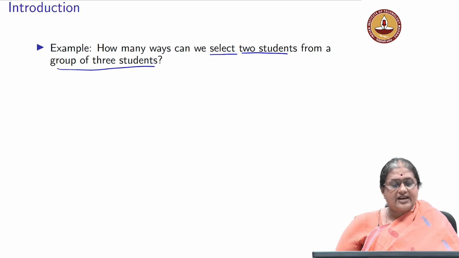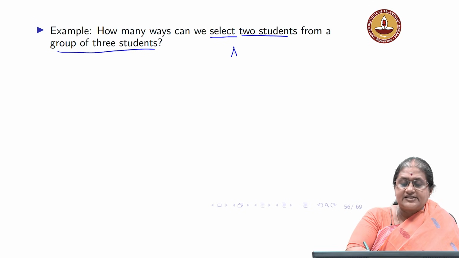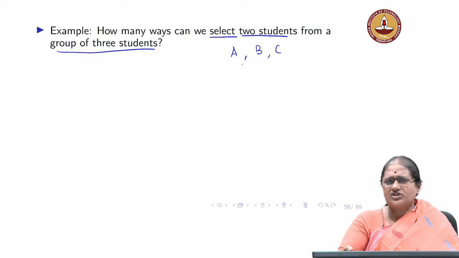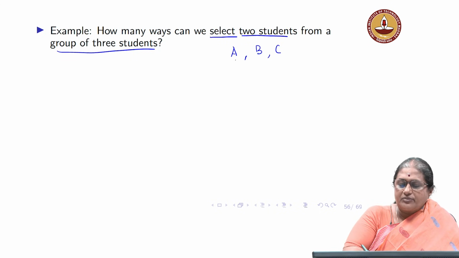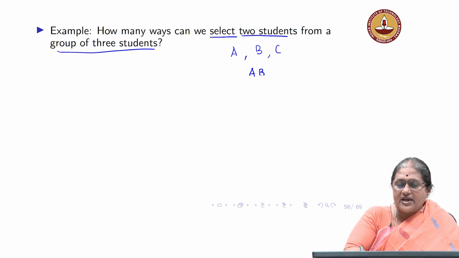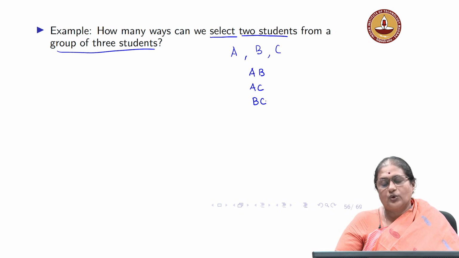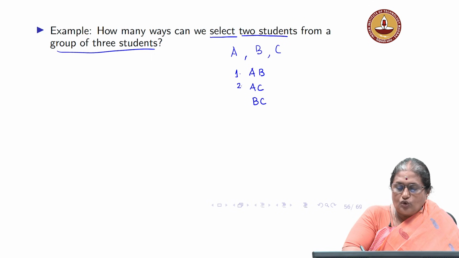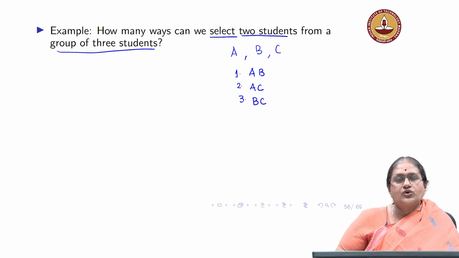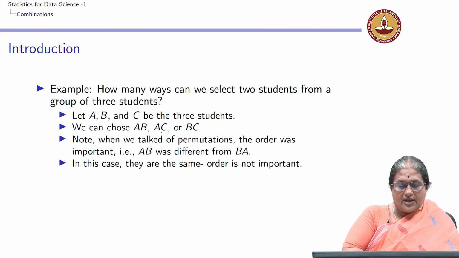So, in this case, let me have A, B, C as the 3 students. I am just assuming the students are called A, B and C. Now, from these 3 students, if I have to make groups of 2, I can have AB as a group, AC as a group, or BC as a group. I can see that I have 1, 2, 3. So, there are 3 ways of selecting 2 students from a group of 3 students. These are AB, AC and BC.